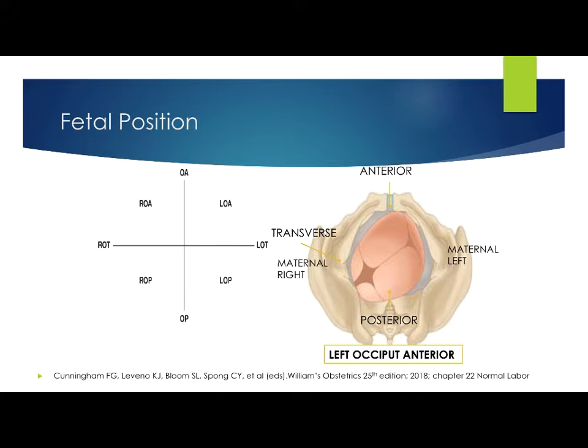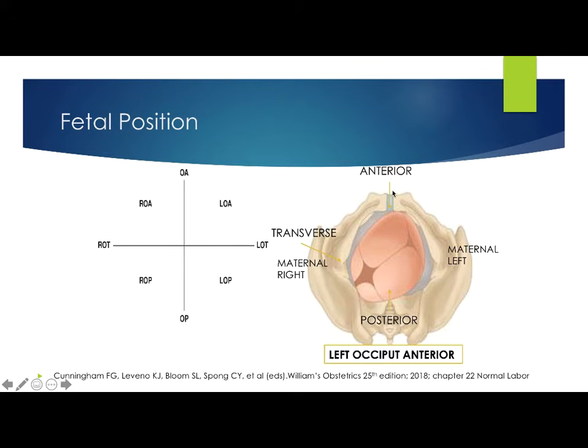First, imagine yourself as the obstetrician who will deliver this baby. Your perspective is that you're looking at the vaginal area of the patient. The patient is lying in a dorsal lithotomy or supine position. This is anterior because this is where the symphysis pubis is. This is posterior because this is where the sacrum is. And because you're facing the vaginal area, this will be the maternal left and this will be the maternal right.